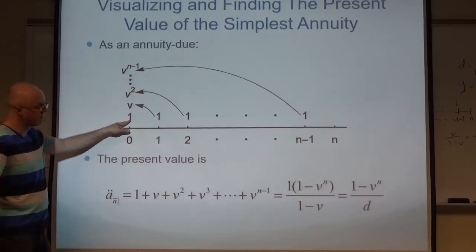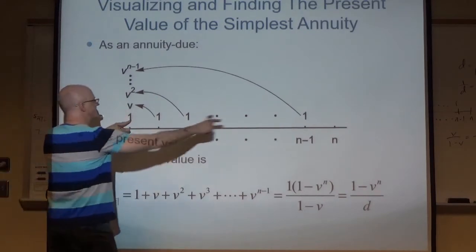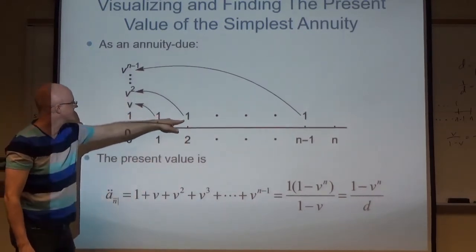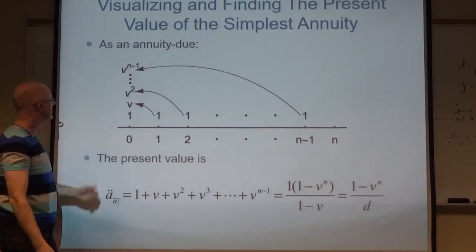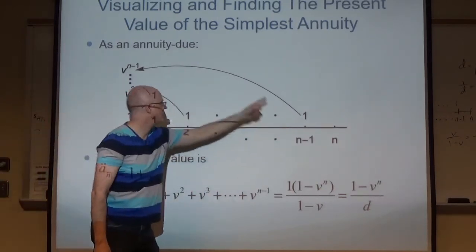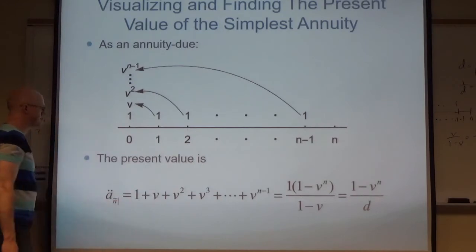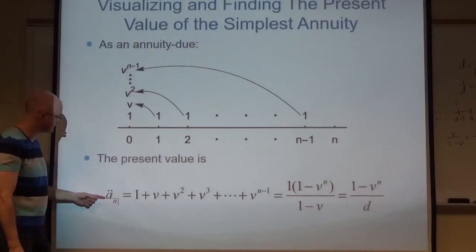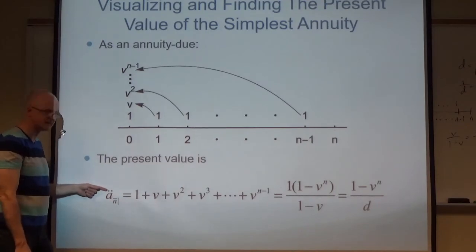This one doesn't move. It is part of the income stream. It's also part of the summation. This one gets pulled back by 1 year. This one gets pulled back by 2 years, 2 periods. This one by n minus 1 periods. Add them up to get the present value. We use an A for the present value instead of an S. S is the future value. We use double dots because this is an annuity due.